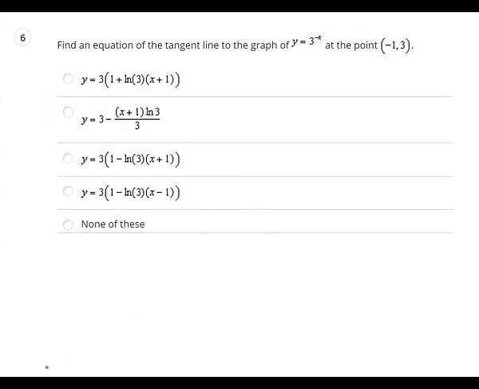All right, number 6. Find an equation of the tangent line to the graph at the point. All right, so we have the point. We need to get the slope. How do we get the slope? Find the derivative. Okay, so we need the a to the u derivative. So what is the a to the u derivative? Natural log of?